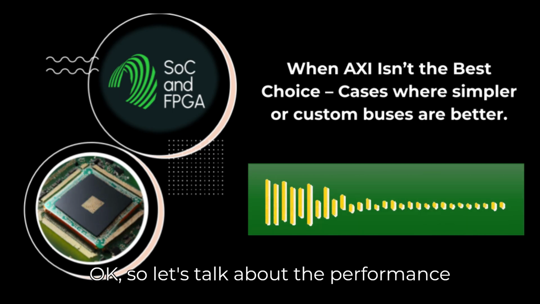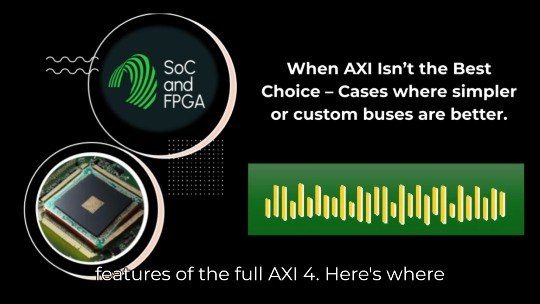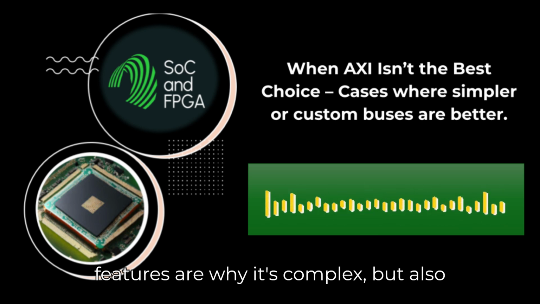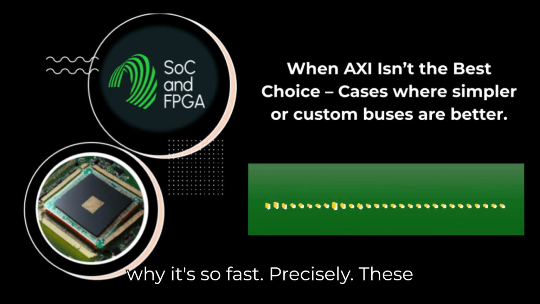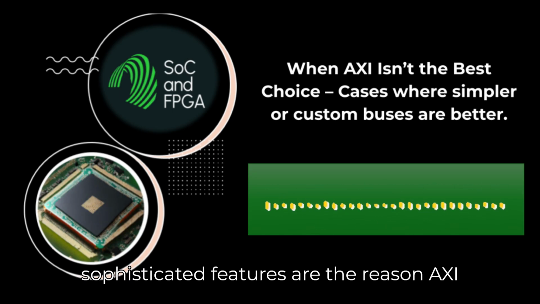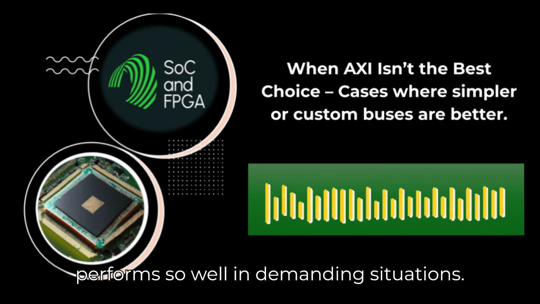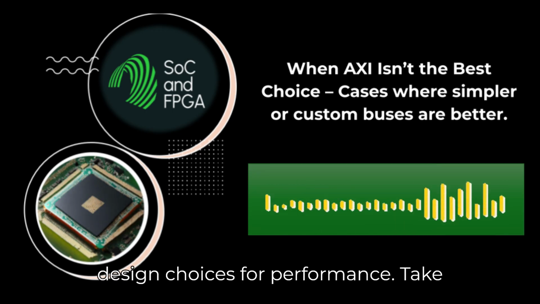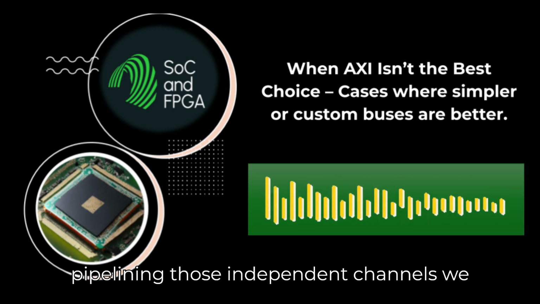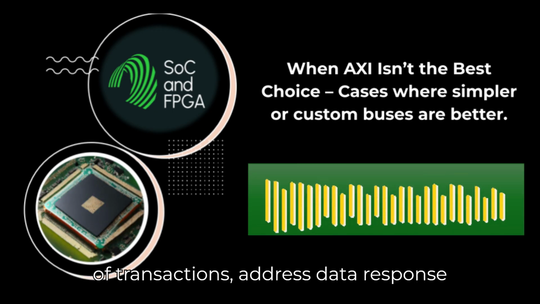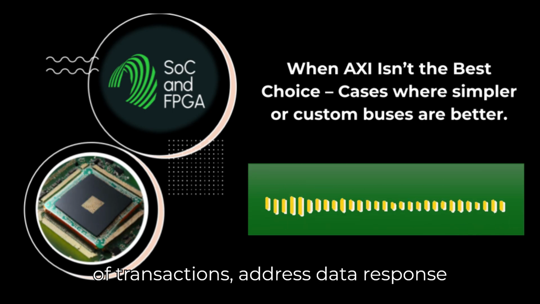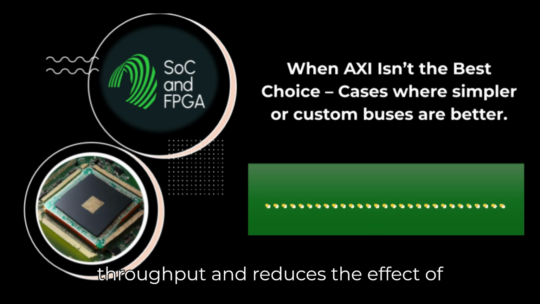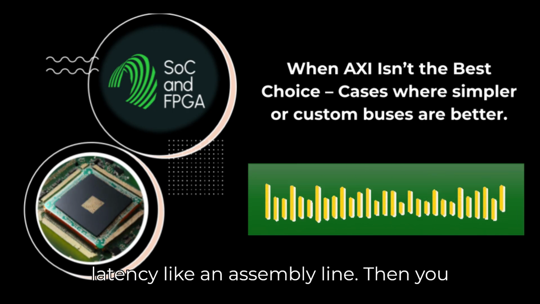Okay, so let's talk about the performance features of the full AXI4. Here's where it gets really interesting, right? These features are why it's complex, but also why it's so fast. Precisely. These sophisticated features are the reason AXI performs so well in demanding situations. They are not flaws, they are deliberate design choices for performance. Take pipelining, those independent channels we talked about. They allow different stages of transactions, address, data, response, to happen concurrently for different operations. That boosts overall throughput and reduces the effective latency, like an assembly line.